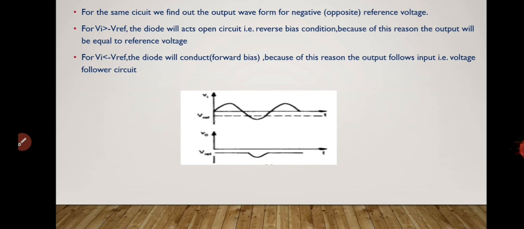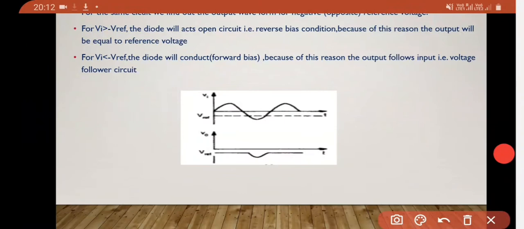Here you can see the output waveform. Whenever Vi is less than Vref, the output follows the input, because in this condition only the diode is on. Whenever Vi is greater than Vref, the diode is off, so the output follows the reference voltage.